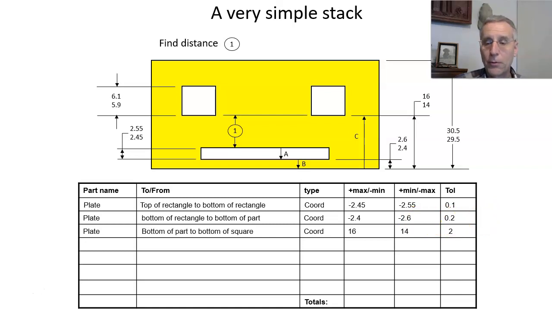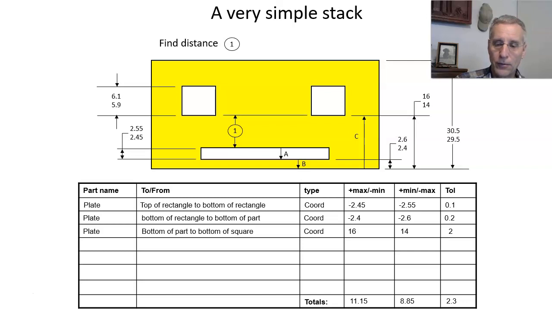Third step, we're going from the bottom of the part up to the bottom of the square. So now we're going in a positive direction. So we're going to put the max value of 16 in the left column and the min value of 14 in the right column, and the difference is 2. We've gotten through our whole stack path now.